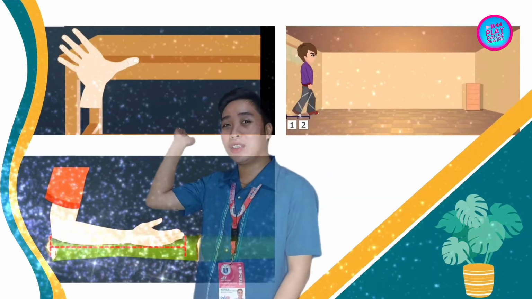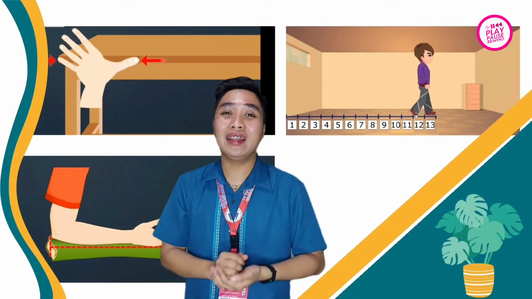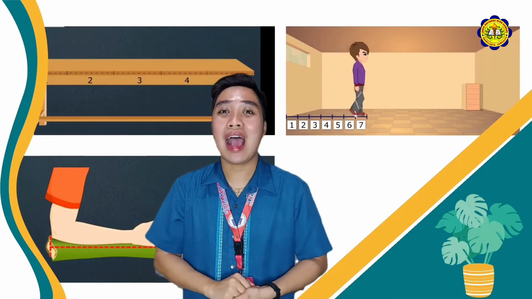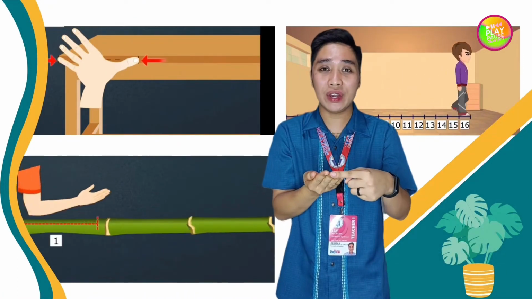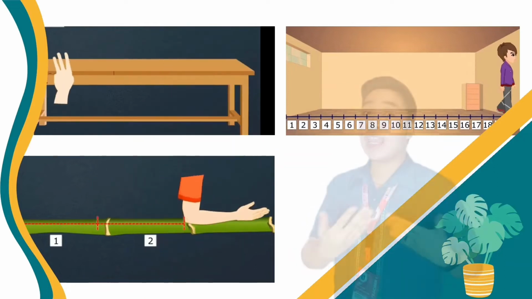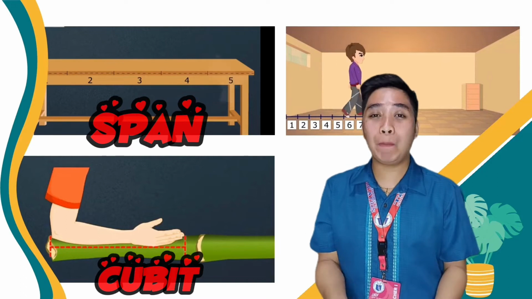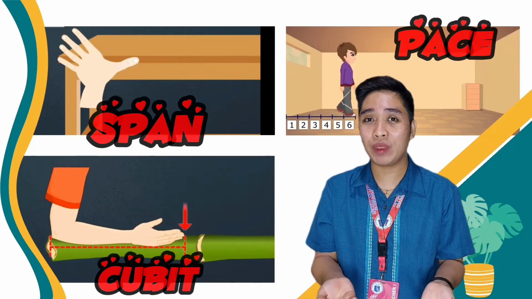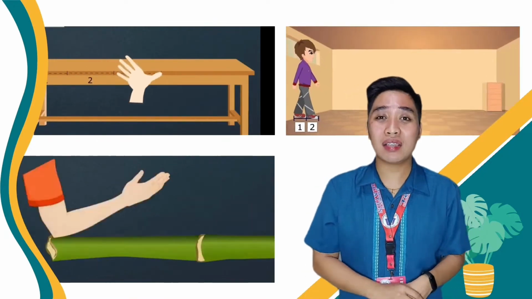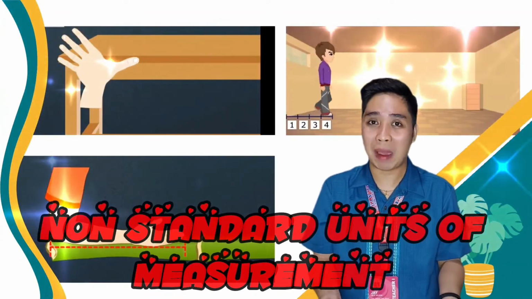Let's go back to the videos that I have shown you a while ago. What do you call the first video? Very good. The distance between the tip of a thumb and the tip of a small finger when spread out is called a span. The second is the distance between the point of the elbow and the point of the middle finger, called cubit. And last is the distance from the heel of one foot to the other in one stride, called pace. Can you try to compare your span, cubit, and pace with one of the members in your family? Do you have the same span, cubit, and pace? Now, these are the examples of non-standard units of measurement.